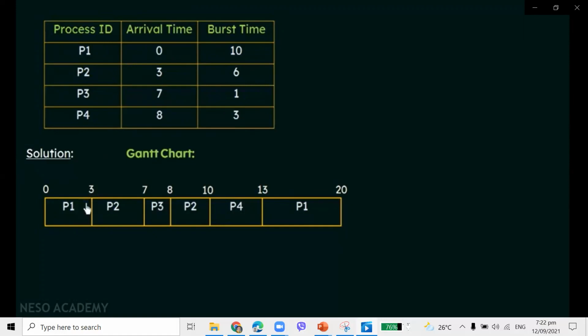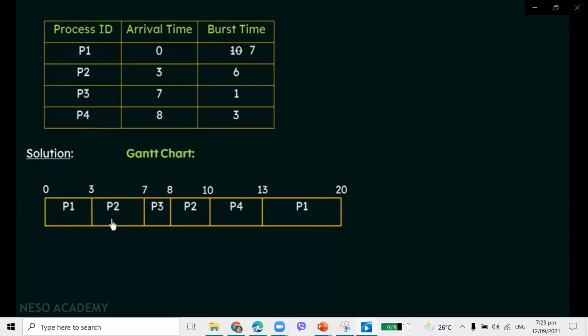So from the total burst time of 10 milliseconds, P1 has already executed 3 milliseconds. So what is the remaining burst time for P1? It is 7 milliseconds. So the remaining burst time of P1 is 7 milliseconds, and the burst time of P2, which has arrived at the 3rd millisecond, is 6 milliseconds. So which is smaller among these? We see that P2 is obviously smaller. 6 is smaller than 7. So P1 will be preempted and P2 will be given the CPU for its execution. So here we see that at the 3rd millisecond, P1 is preempted and P2 is given the CPU.